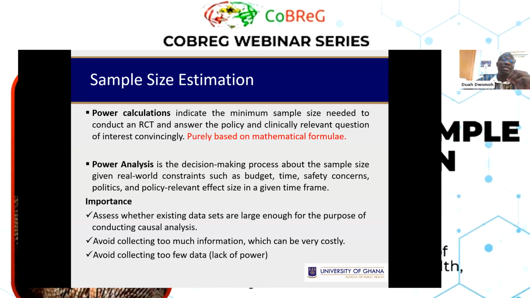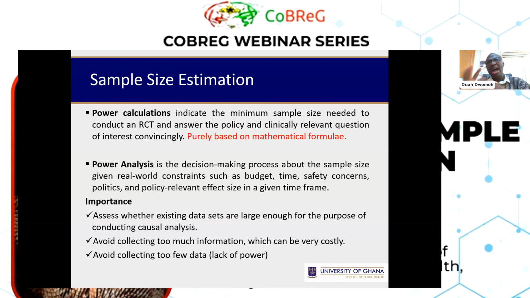So we have power calculation. Power calculation technically is when you apply statistical formulas, based on the outcome measure and the study design, and then you estimate your sample size. And then we have power analysis. Power analysis is more decision-making. For example, there may be conflict in some of the communities that you want to visit. We cannot go to these communities. So in that case, we have to do what we call power analysis. So power analysis is more or less a decision-making process about the sample size, given the real-world constraints that we are facing. But power calculation is purely based on the mathematical formula, and we'll be going through that.